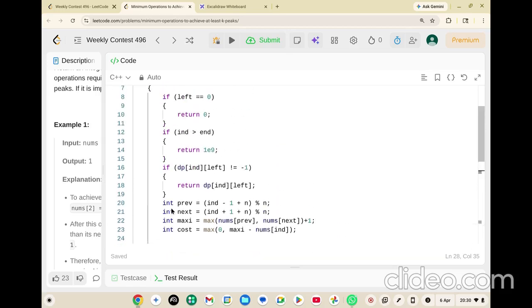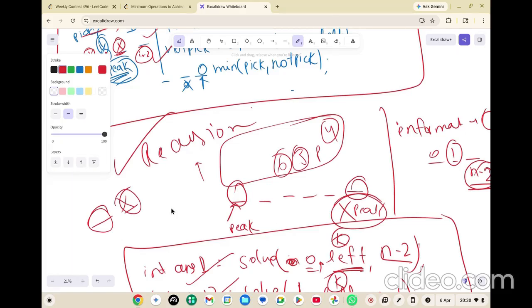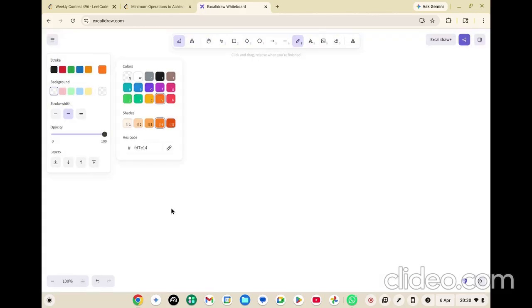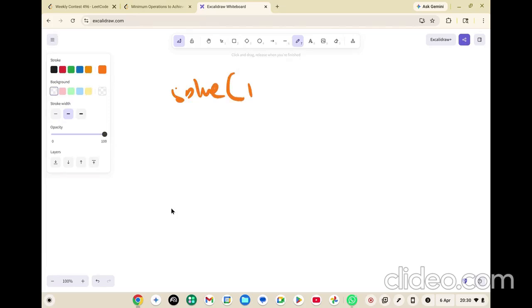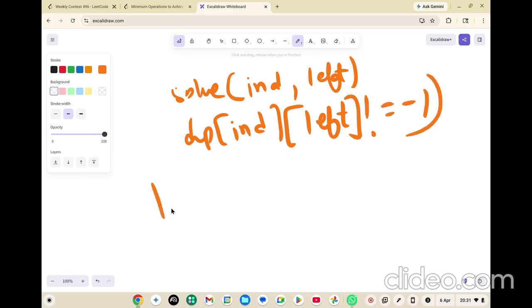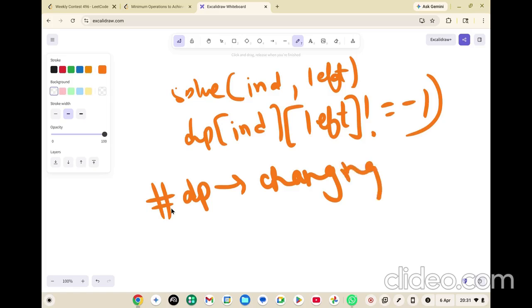If recursion is clear to you, then this part won't be a big problem for you. Because we know that if we have a recursive code for our solution, and the solve function has index and k, which is the left, as changing parameters, then your dp will only have these as its changing parameters. Whatever the changing parameters are in your recursion, you just need to make them your dp parameters.